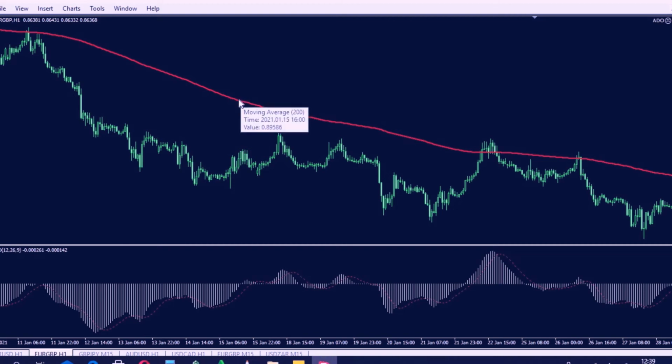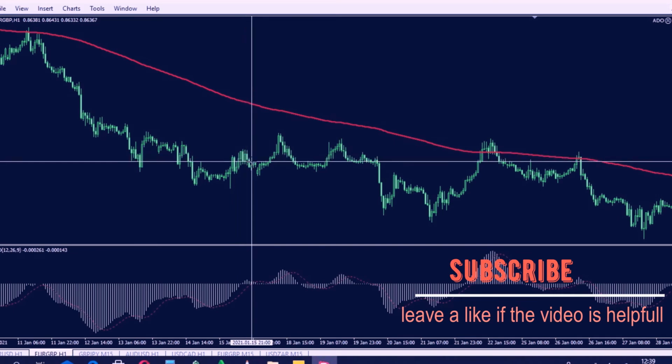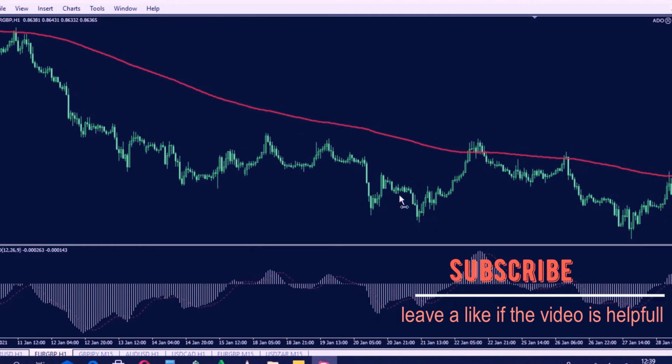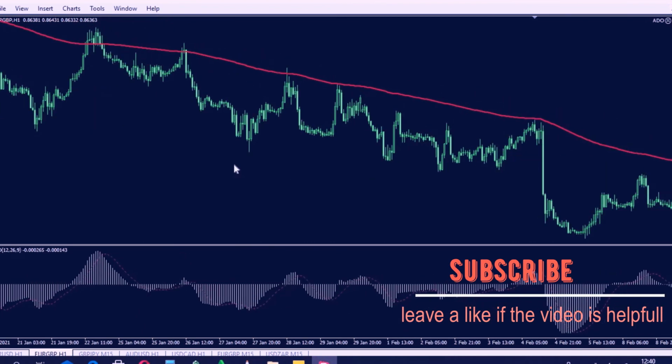So in our situation, I find my signal here or here. If I find my signal here, I put my stop loss just above the 200 moving average, and I aim for 1 times risk. So if my first entry was around this area, I would have put a stop loss of 620 points and aim for 620 points, closing me out at profit around here.